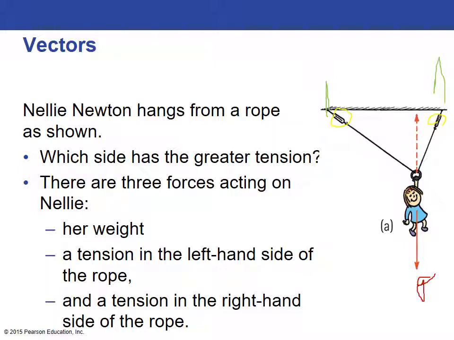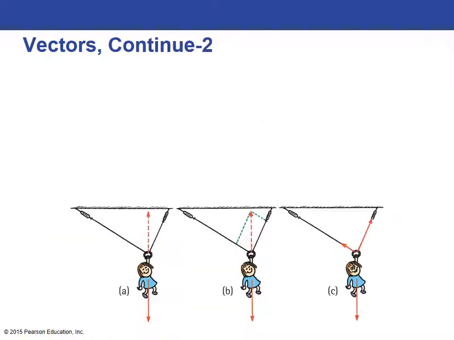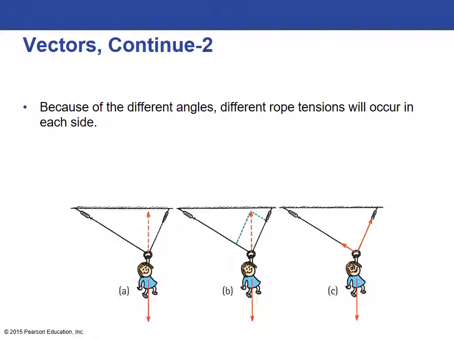Well, there are three things happening to Nellie. Nellie is not moving right now. She's got the weight pulling her down. She has got the tension in this rope pulling her up, and she's got the tension in this rope pulling her up. She's not moving. What's happening here? Well, because there are different angles, there are different rope tensions.